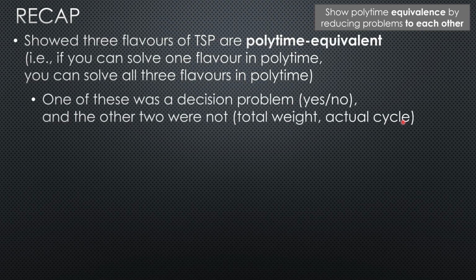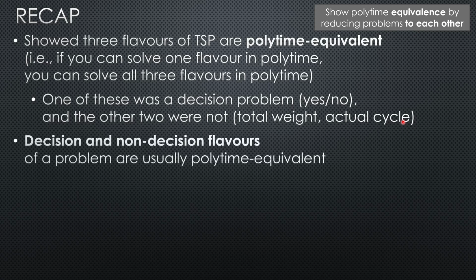Okay, so as you recall, one of these was a decision problem and the other 2 were not, and so we made a rough, at least intuitive, argument here that the decision and non-decision flavors are polytime equivalent in this case. My claim is that they actually are usually polytime equivalent for many different problems that have decision and non-decision flavors. If you could solve the decision problem, then you could reconstruct a fairly sophisticated output for a non-decision flavor of the problem in polytime using an oracle for the decision problem.